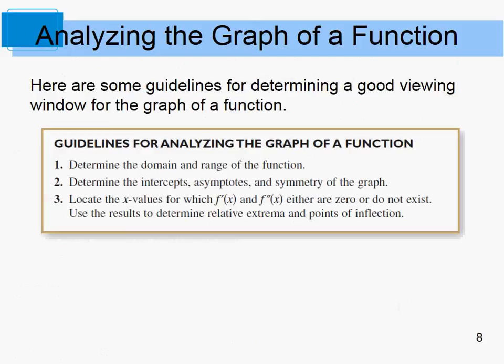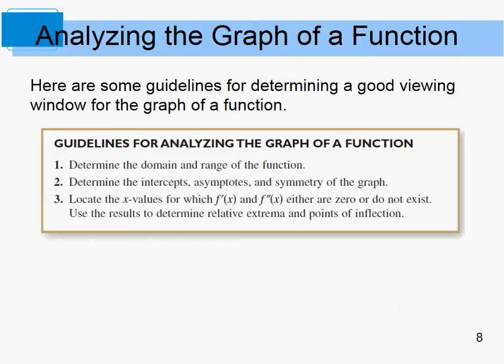Is it odd if it has an odd? No, all odd. All even. No, if it has both, it's neither. Has no symmetry. Now, that's for just polynomials. For rational functions, if the top function is even and the bottom function is even, then the entire thing is even. The top is odd and the bottom is odd, the whole thing is even. If they're opposites, it's odd. If they're the same, it's even.